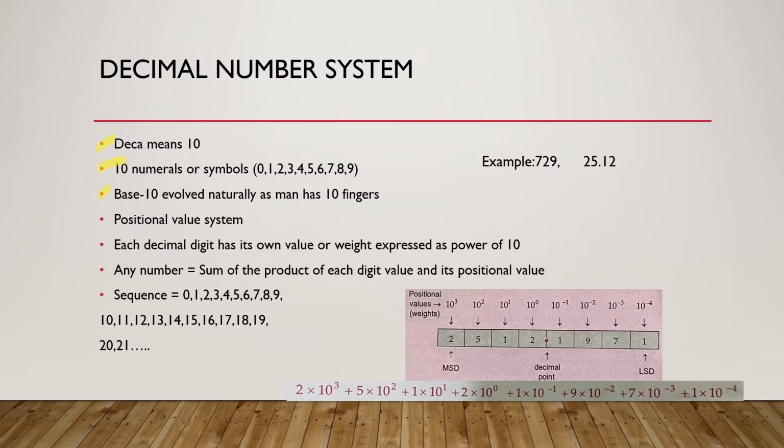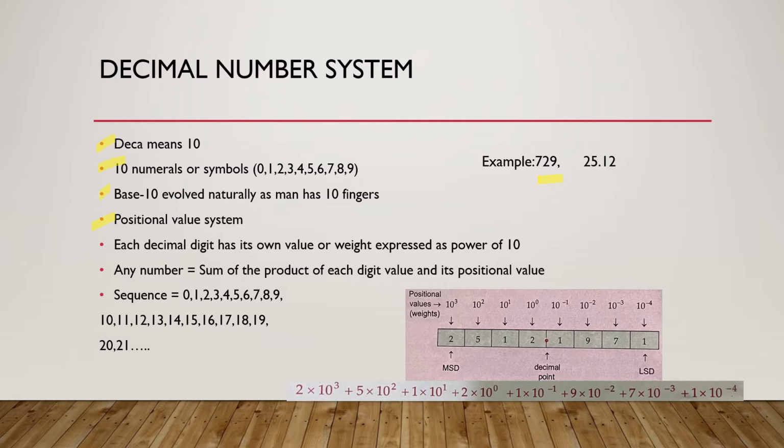The decimal number system is a positional value system. So what is a positional value system? Let us take an example, 729. We represent the digit 7 as 7 hundreds, 2 as 2 tens and 9 as 9 units or 9 ones.